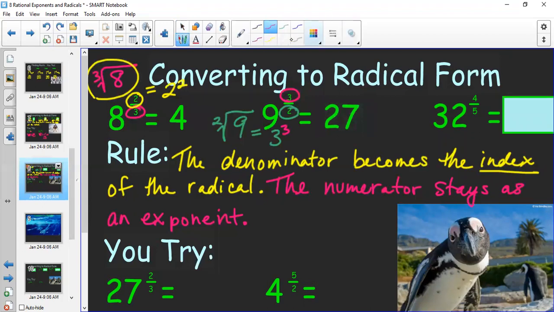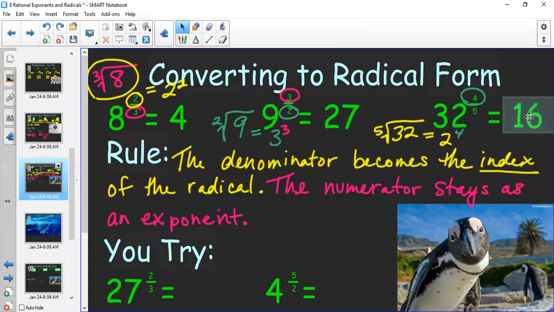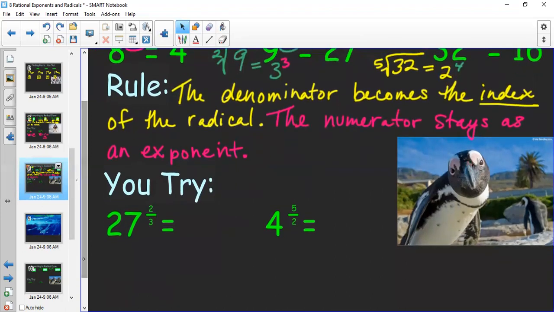All right, last one here. 32. Going to put it under the radical. We have 5 out front. Okay, so what number to the 5th power gives us 32? That answer would be 2. Then take your numerator and we're going to raise it to that power. So 2 to the 4th power would be 16. All right, go ahead and pause here and see if you can do these last two on your own.